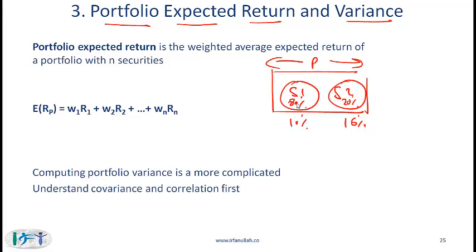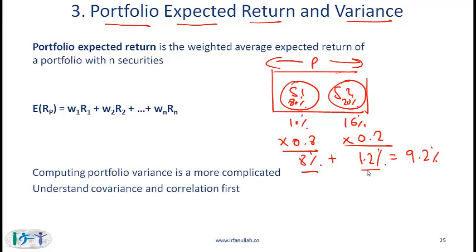So if we take the weighted average of 10% and 16%, weighted based on how much you have in the portfolio, you will do 10% into 0.8, which is coming from the 80%, plus 16% into 0.2. You do the maths and you will get 8% plus 1.2%, which is 9.2%. So that is the portfolio expected return.